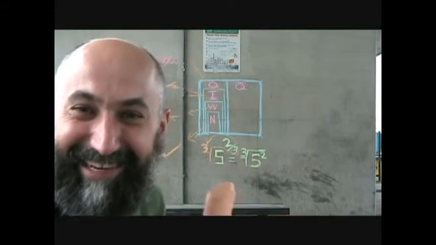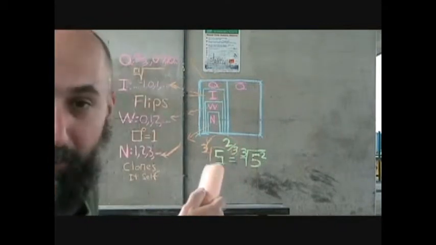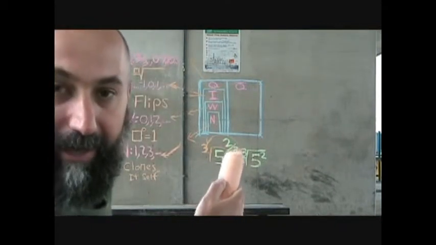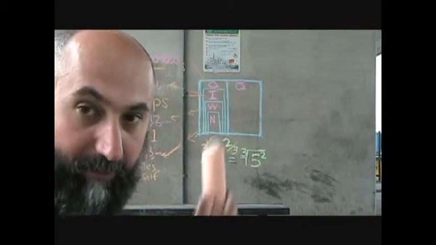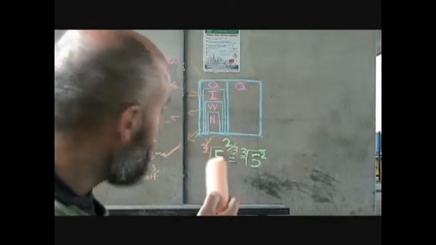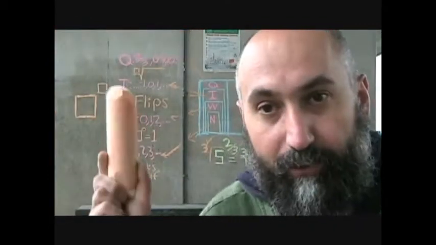So what we got is 5 to the power of 2 over 3. And what it does is it grabs the 3 in the denominator and moves it to the front of the 5. And it becomes the radical, okay, the root symbol. So that's the way rational numbers work.